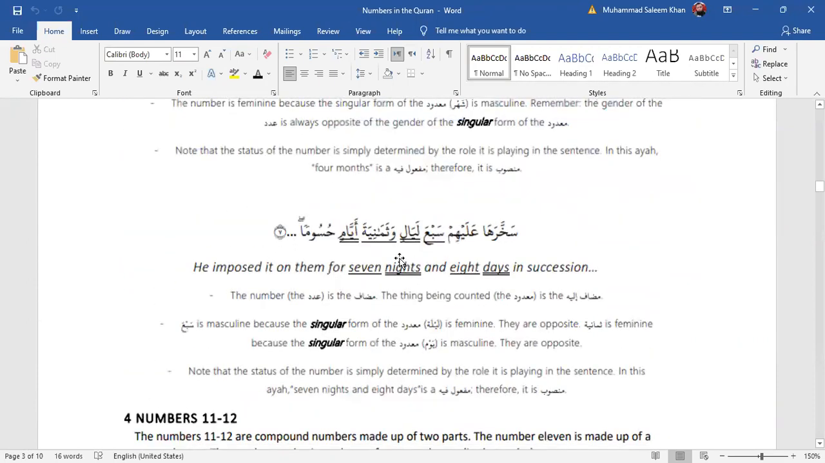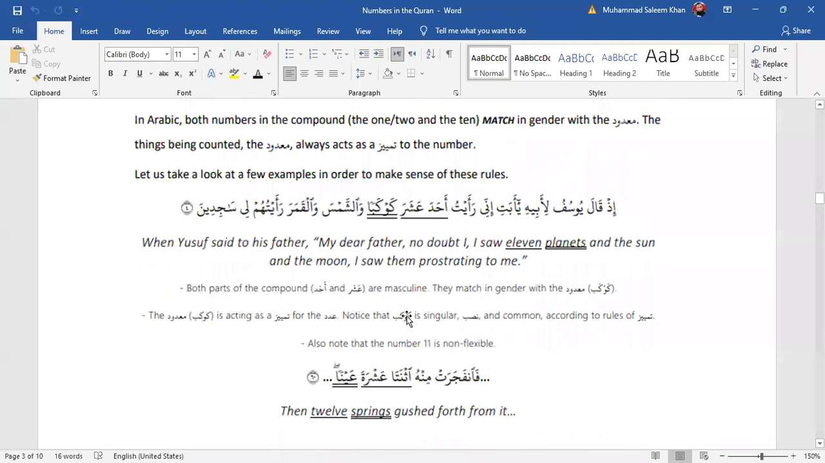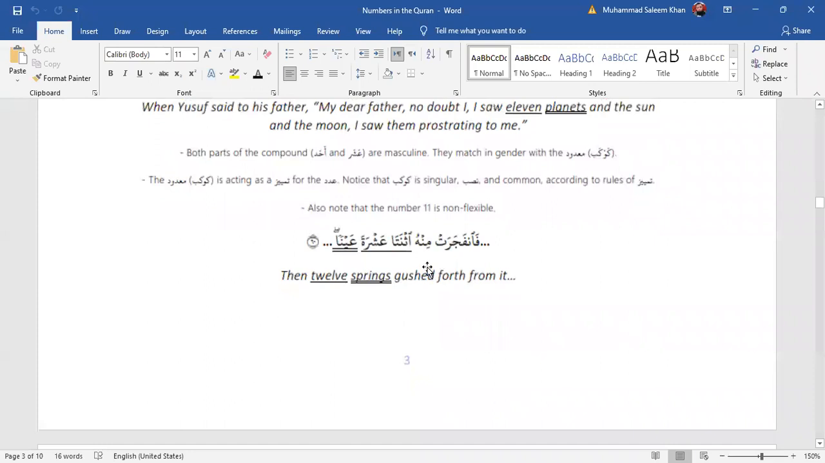Then we have learned this again, sab'a layalin wa thamaniyat ayyamin, the same numbers from 3 to 10. Then the numbers from 11 to 12: we know that 11 is mabni al-fath, 12 is not. 12 is flexible. So inni ra'aytu ahad ashara kawkaban, they should be equal in gender, other than madud should be equal in gender. Whereas 12 will be singular and mansub, and the 12 is used for feminine.